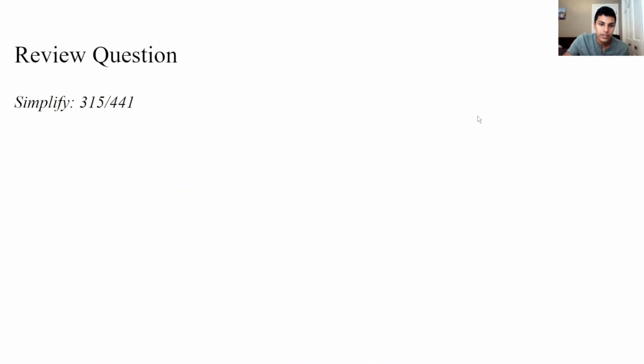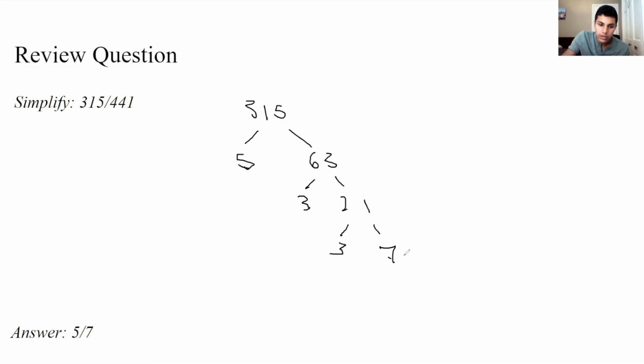Okay, so the correct answer to this question was 5 over 7. So let's use our prime factorization method. Let's find the prime factorization of both numbers, starting with 315. I'm going to go through this fairly quickly now. 315 is divisible by 5 since it ends with a 5, and can be broken down into 5 and 63. Next, 63 can be broken down into 3 and 21, which we remember from the last slide breaks down into 3 and 7. So the prime factorization of 315 is equal to 3 times 3 times 5 times 7.